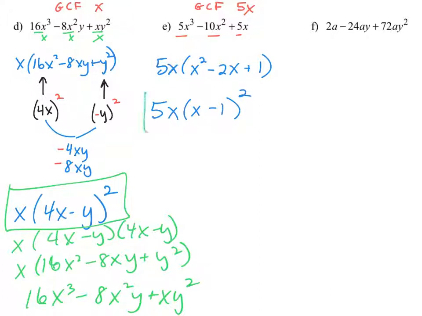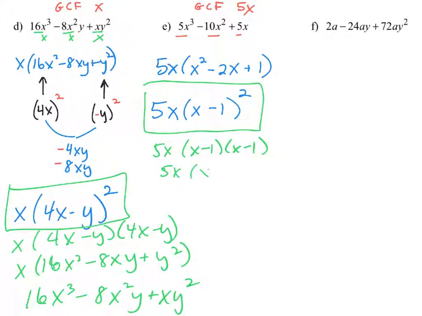And you can check your work by multiplying out the x minus 1 squared. So that would be 5x times x minus 1 times x minus 1, or 5x times x squared minus 1x minus 1x is minus 2x plus 1, and then distributing 5x to the third minus 10x squared plus 5x. That's what we started off with, so we know that is our correct answer.